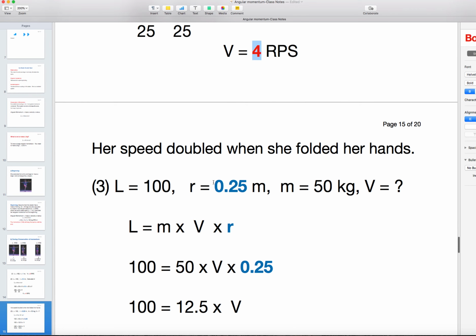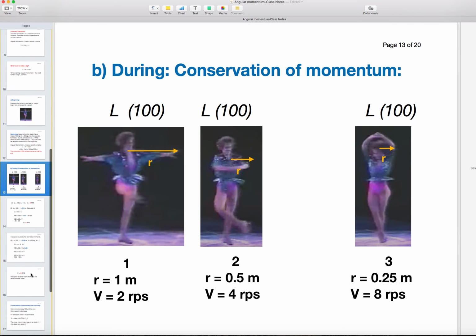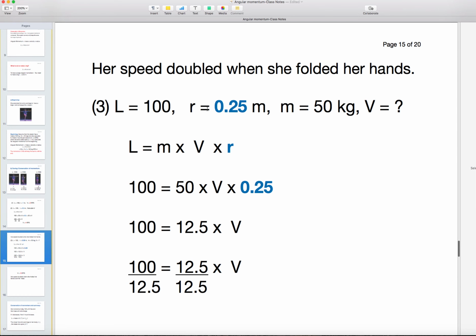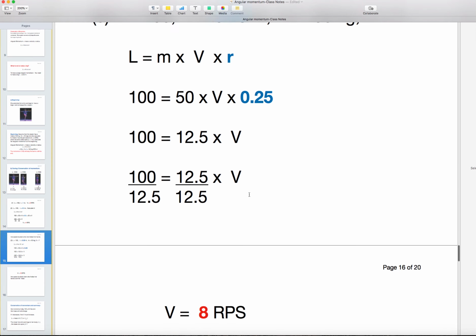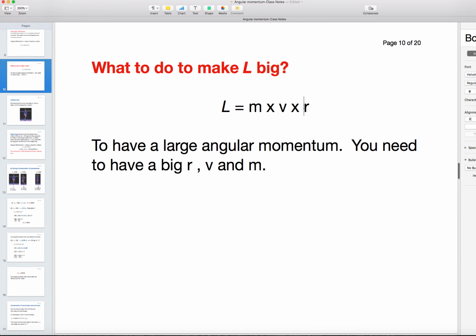And then when she reduces the R more, let's say she pulls her arms in even more here, the speed will increase. If we do the calculation all the way to the end, we find that the speed is now 8 rounds per second. So her speed doubled when she folded her arms once more. It's pretty logical, and it's math, because if you divide this by 2, then this will automatically multiply by 2 to keep this one constant.